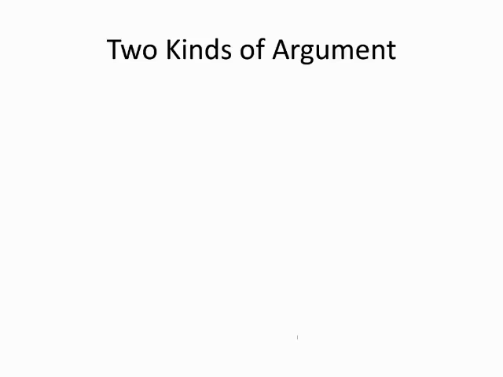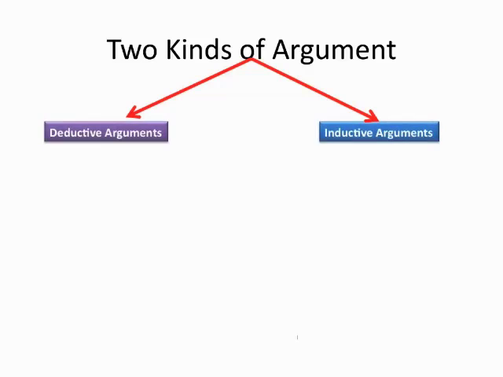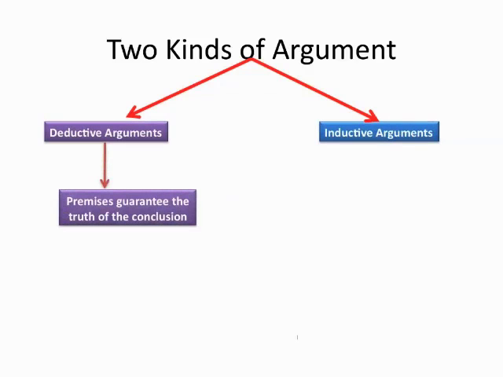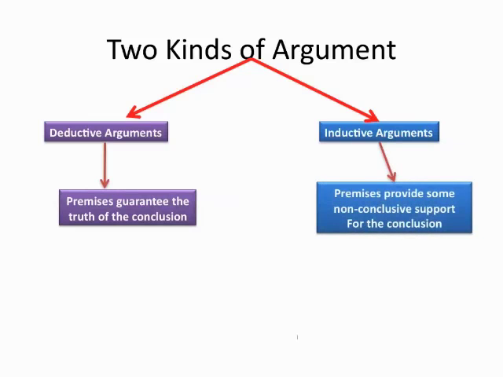We've said from the outset that there are just two types of argument: deduction and induction. In a deduction, the premises lead necessarily to the truth of the conclusion, whereas in induction, the premises provide some measure of non-conclusive support for the conclusion.